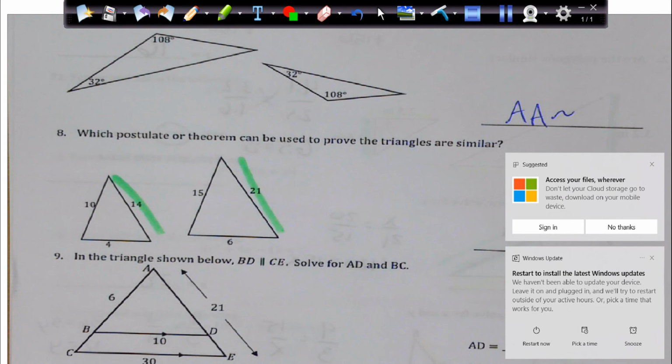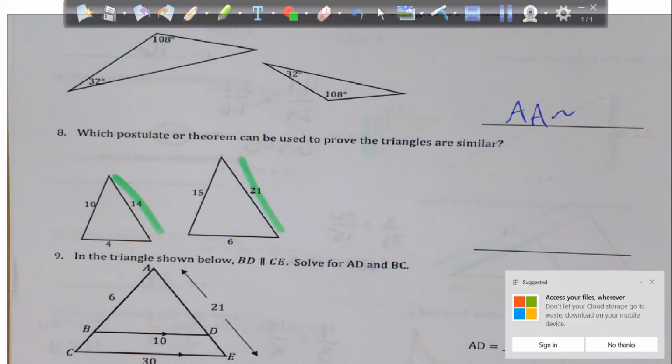Look at, they're trying to make me update my computer. I ain't got time for that.